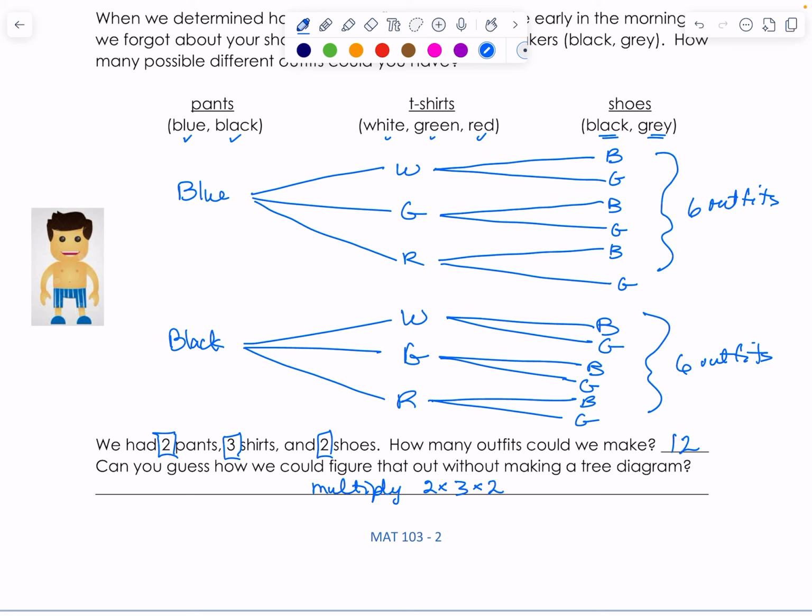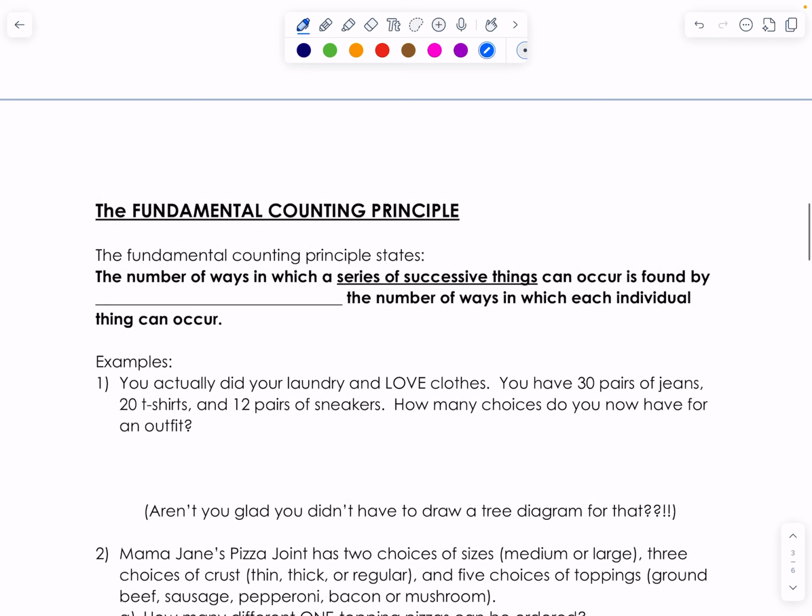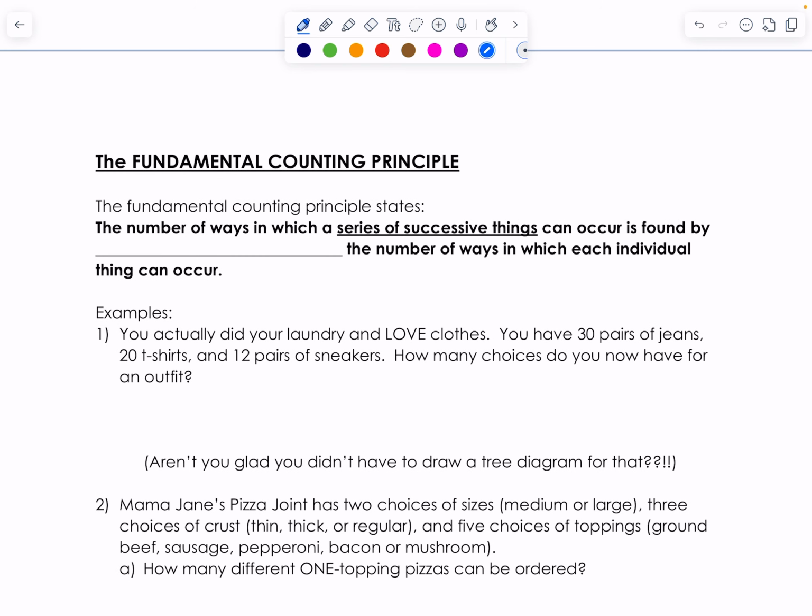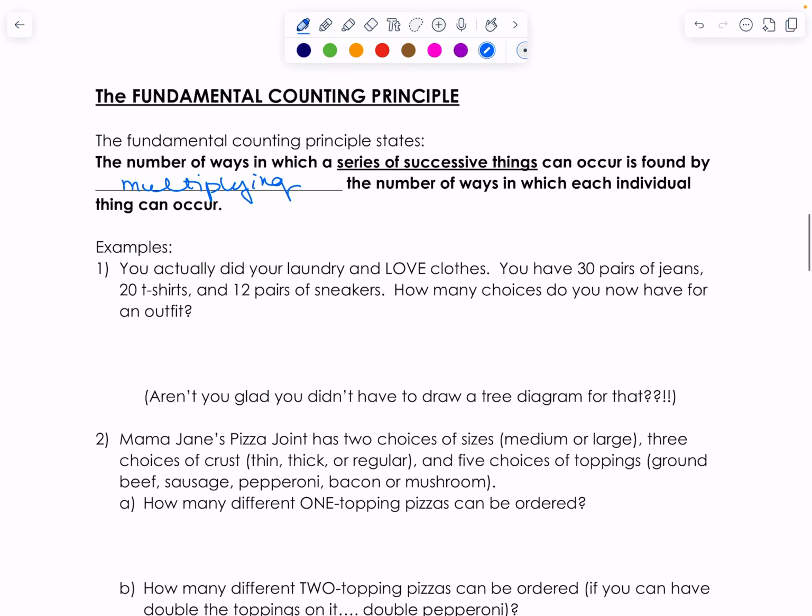So once you start stringing all these together, you come up with the fundamental counting principle. This is what it states: the number of ways in which a series of successive things can happen is found by multiplying the number of ways each individual thing can happen. So we're just going to multiply them all.